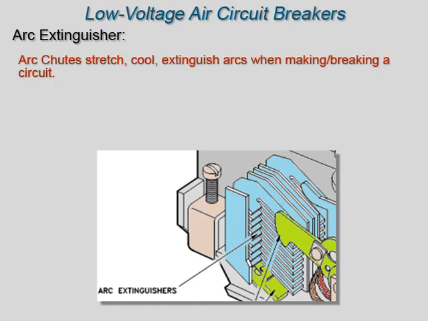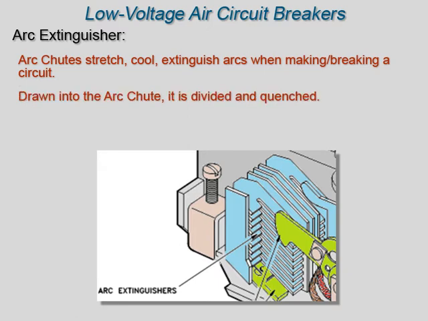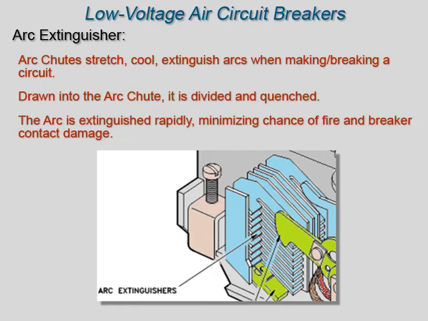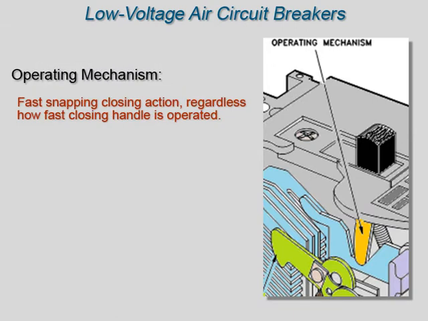The arc chutes stretch, cool, and extinguish the arc across the main or arcing contacts when making and breaking a circuit. When the arc is drawn into the arc chute, it is divided into small segments and quenched. This action extinguishes the arc rapidly, which minimizes the chance of a fire and also minimizes damage to the breaker contacts.